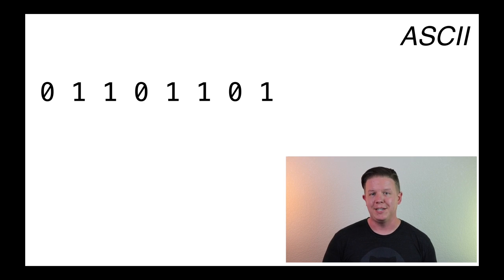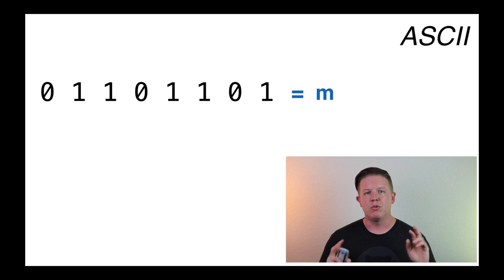Let's talk about ASCII real quick. ASCII is a character format that can be represented in 8 bits. So 8 bits can represent a character. Like in this case, this is the character lowercase m, 01101101, lowercase m. Just because the people who created the ASCII standard decided that would represent M. It doesn't necessarily mean that any of those bits mean anything.